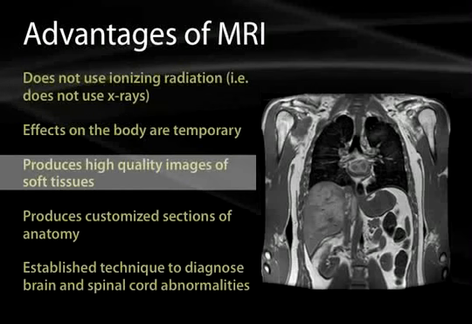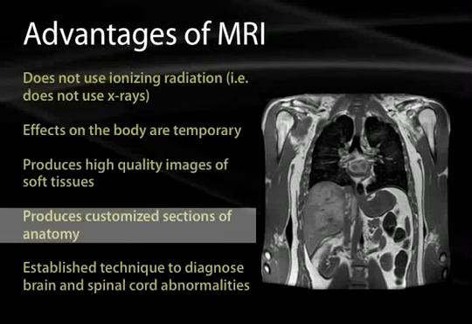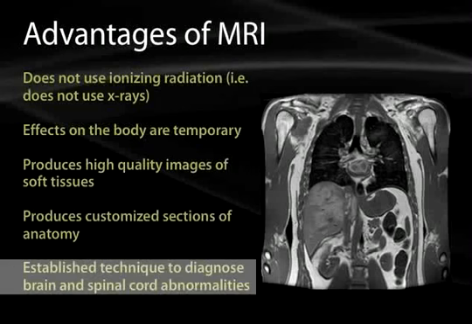It produces very high quality images of soft tissue, and it produces customized sections of anatomy because, again, it can be manipulated in any of the digital planes. It's been an established technique for longer than CTs have been around, but it's been available in the hospitals for a shorter period of time. And it's great for soft tissue with the brain and the spinal cord because it will take, again, slice technologies and have very high resolution of soft tissues.